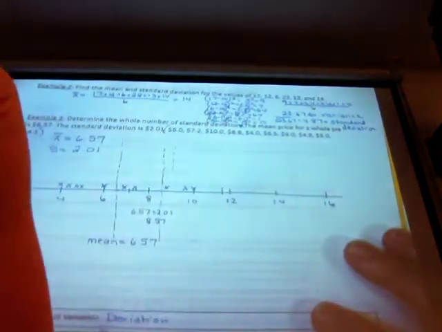If I add 6.57 plus 2.01, I get 8.57. This would be my first standard deviation. It would go about right here. It's kind of just logical. If I subtract it on the other side, you will get 4.57. That would be about right here. This is your mean.